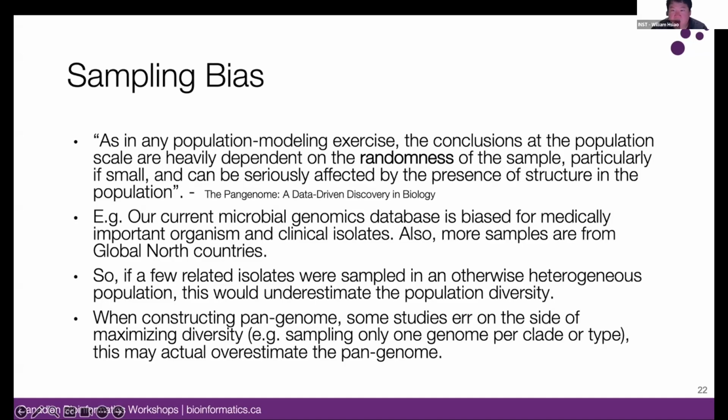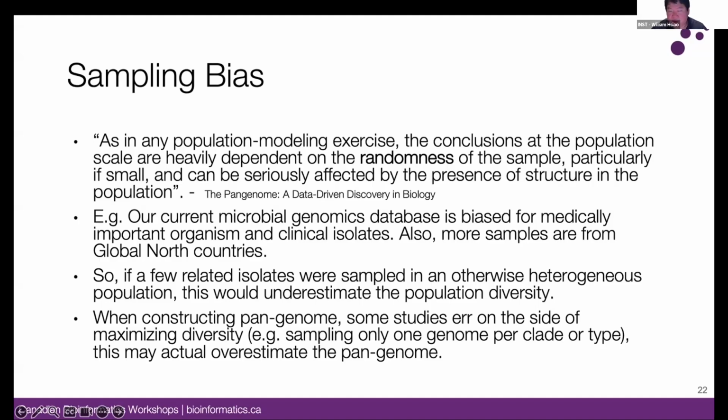So, for example, in our current microbial genomic database, the database is highly biased towards medically important organisms and clinical isolates. And also, geographically speaking, more samples are from the global north countries rather than the global south, right? These biases can interfere with how we construct and interpret pangenomes. If a few related isolates were sampled in an otherwise heterogeneous population, this will underestimate the population diversity, right?